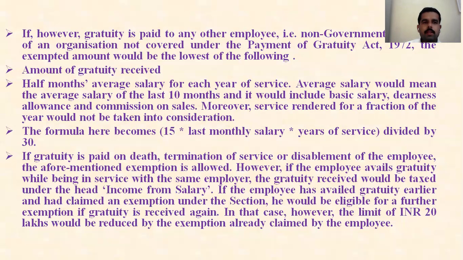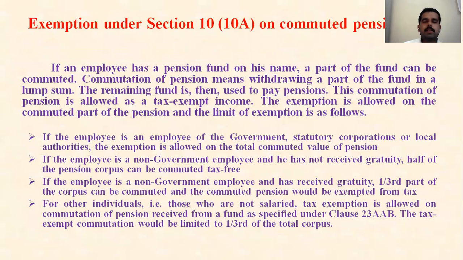Okay, the next one here, exemption under section 10(10A), commuted pension. If an employee has a pension fund in his name after retirement, a part of the fund can be commuted. Commutation of the pension means withdrawing a part of the fund in a lump sum. The remaining fund is then used to pay pensions. This commutation of the pension is allowed as a tax exempt income. The exemption is allowed on the commuted part of the pension, and the limit of the exemption is as follows.